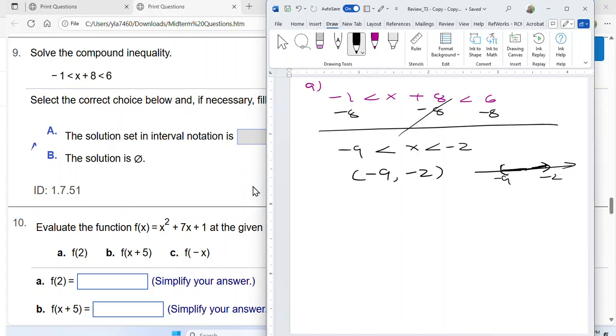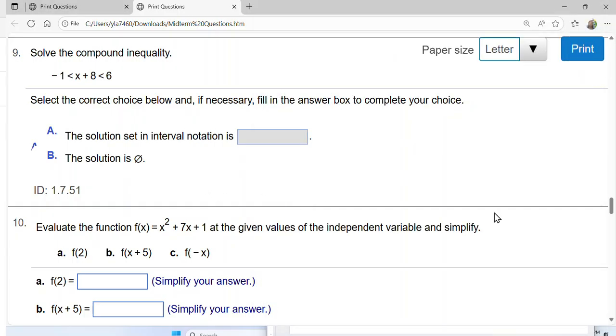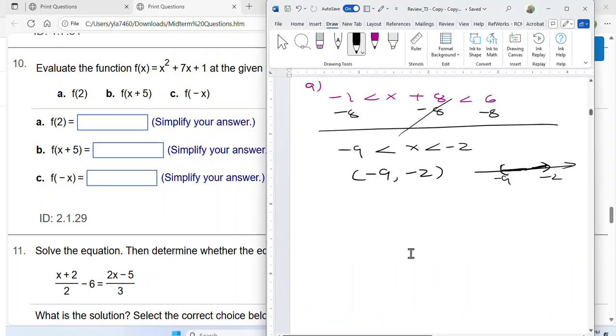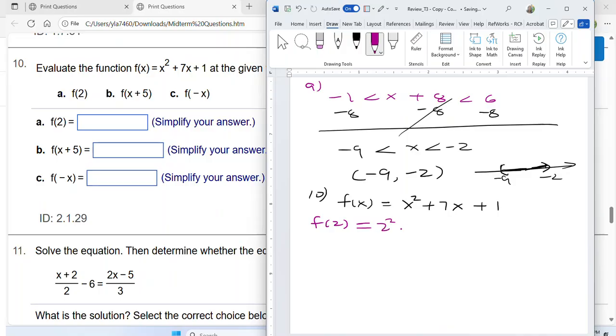Okay, number 10, you want to evaluate this function. So how do you evaluate this one right here? Basically, you just plug in. You have f of x equal to x squared plus 7x plus 1. So f of 2, what does f of 2 mean? That means you replace the x by 2. So that's 2 squared plus 7 times 2 plus 1. 2 squared is 4, plus 2 times 7 is 14, plus 1. So that will give you 19. That's how you do the f of 2.